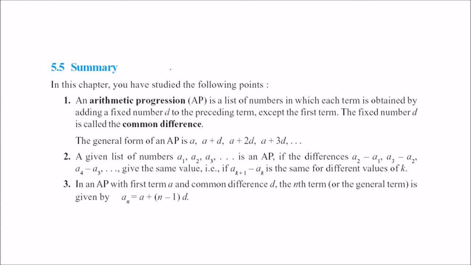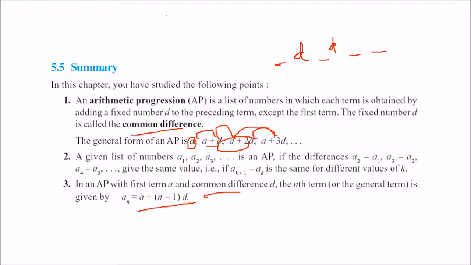So let us summarize what we have seen up till now. An arithmetic progression is nothing but a list of numbers obtained by adding a constant d to the preceding number. We call this d the common difference. So if this is a, we add a d, again a plus d, we add a d, a plus 2d, we add a d. So they differ by a common value which is called the common difference. And any nth term will be given by a plus (n minus 1) into d.